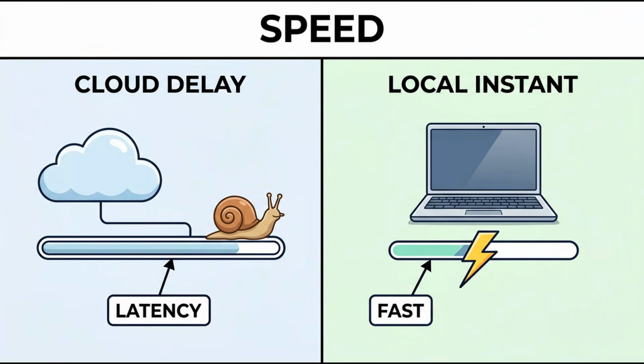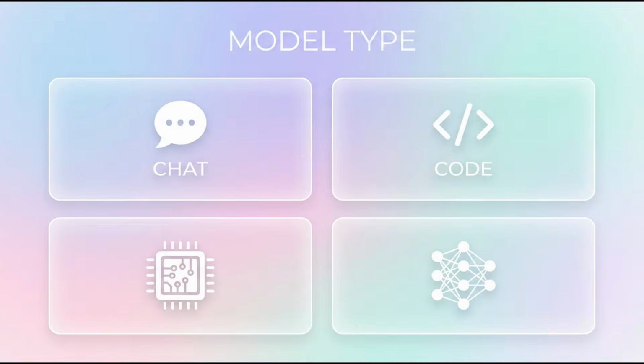Local AI avoids network delays. Responses are generated immediately based on your hardware. This improves responsiveness compared to cloud-based inference. Different models serve different purposes. Some are optimized for coding, others for chat or reasoning. You can choose based on your needs.